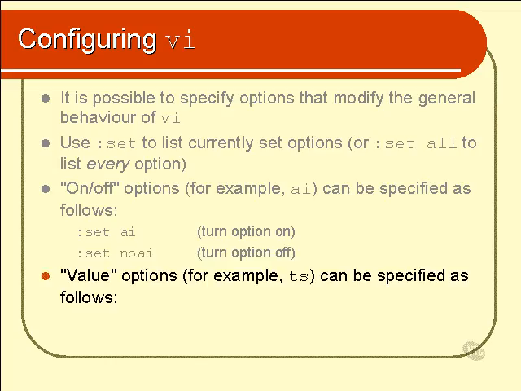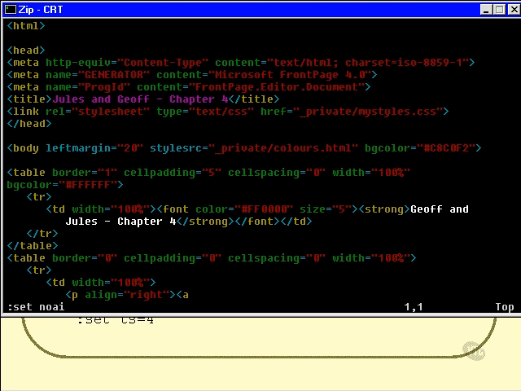The other sort of option that we have are what we call value options. TS is an example of a value option, and they are specified as follows. You put the name of the option, then an equal sign, and then the value that you're setting it to. That value might be a number, or it might be some other word. It depends on the option. Let's have a look at an example of that. :set TS=4. And that's it. It's set. So that's how you go about setting these options.